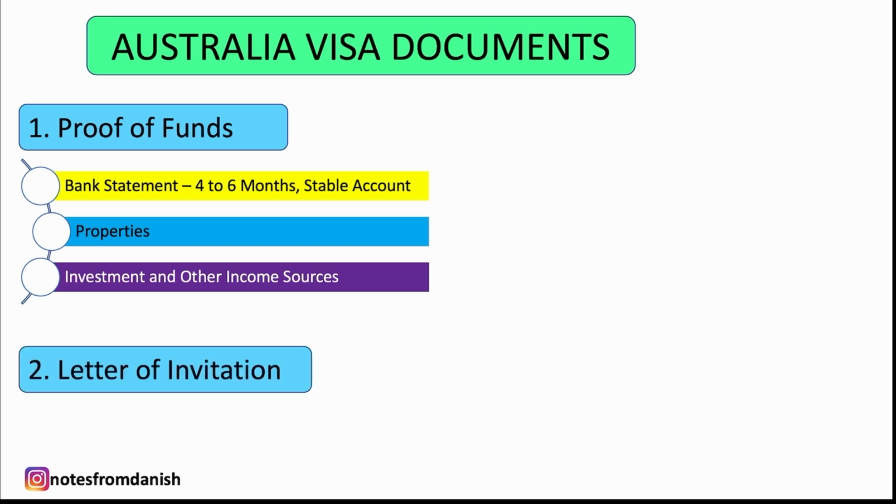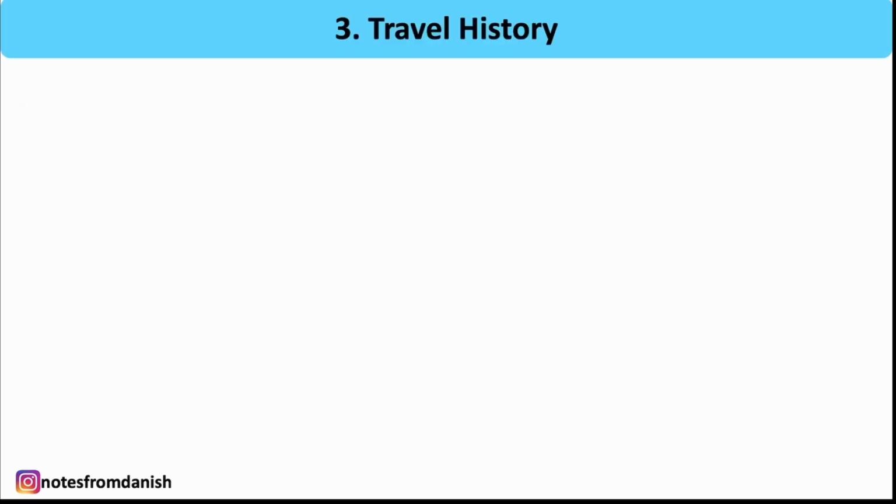The second document is a letter of invitation. This is not applicable to a general tourist, but it is applicable to somebody who has friends or family in Australia and is going to Australia to visit them. If that is the case, you can ask your friend or family to write a letter of invitation for you. I have a separate video on how to write a letter of invitation. You can check that video and ask your friend or family to write one for you. If you are a general tourist, going to Australia just for tourism purposes, you do not need this document.